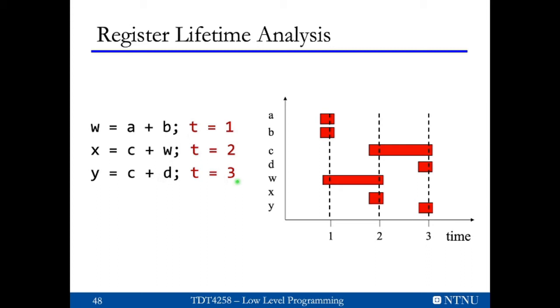We see that variables a and b are only used in the first instruction, so we don't use them afterwards. Variable c is used in the second and third instruction. Variable w is written in the first one and read in the second one, so we have its lifetime here. Variable d is only used in the third instruction, so that might be its lifetime here. And variables x and y are only used in their respective lines.